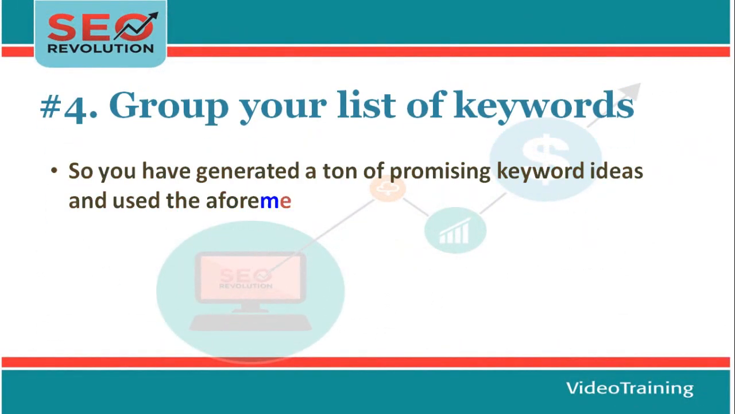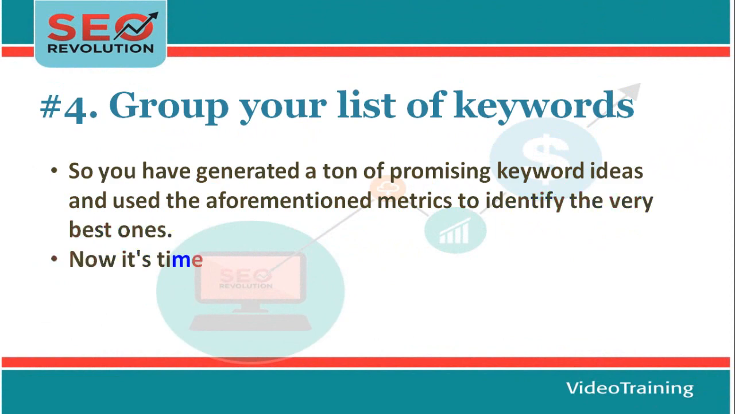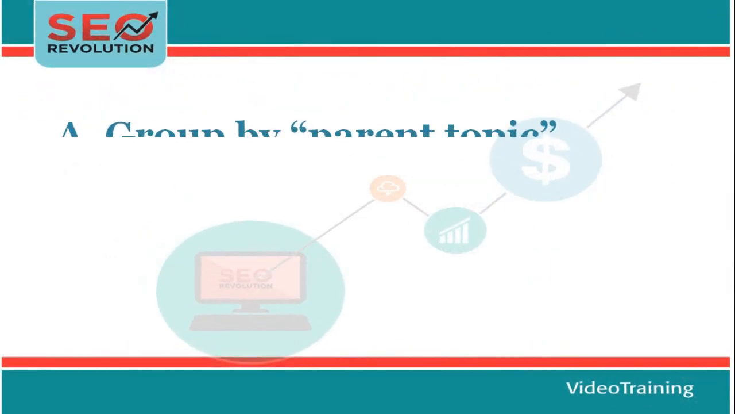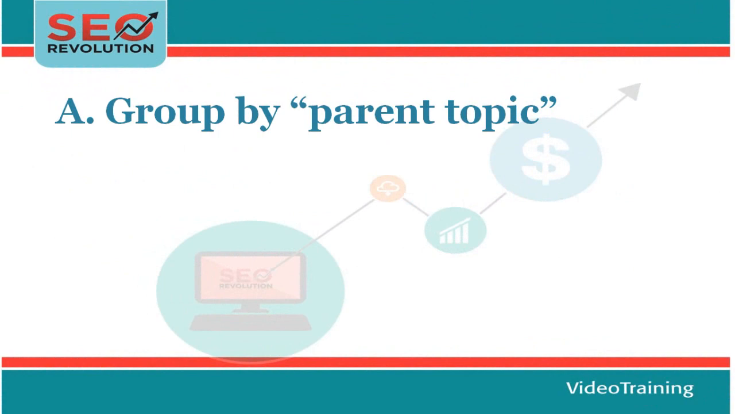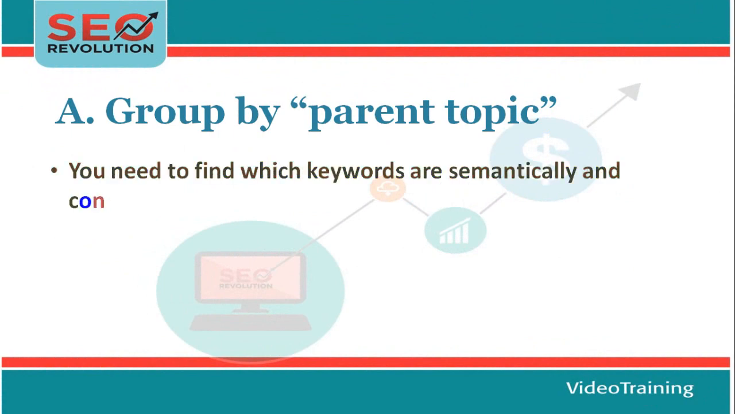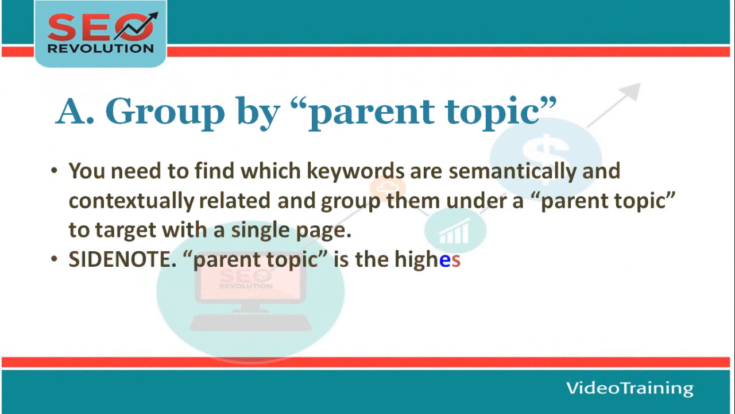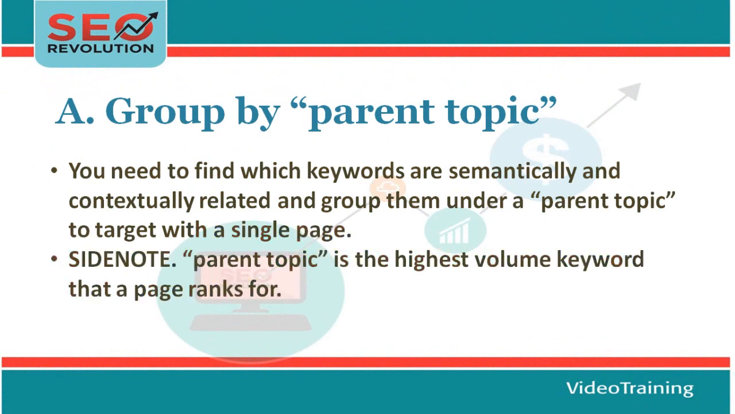Number 4. Group your list of keywords. So you've generated a ton of promising keyword ideas and used the aforementioned metrics to identify the very best ones. Now it's time to bring some structure to your list. A. Group by parent topic. You need to find which keywords are semantically and contextually related and group them under a parent topic to target with a single page. Side note, parent topic is the highest volume keyword that a page ranks for.